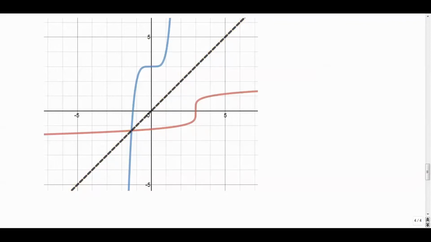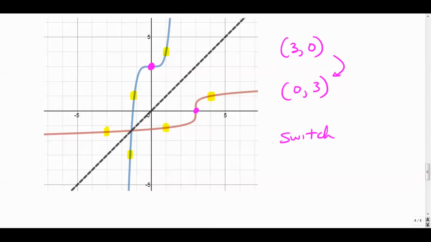So in other words, if we were to fold our paper along that dotted line, the blue would match up with the red at every single point. Right here would match up over here. Right here would match up right here. 0 comma 3 is equal to 3 comma 0, this is an easy one to see. So what we're doing here, the inverses of each other just switch the x and the y. Switch x and y. 0, 3, 3, 0.